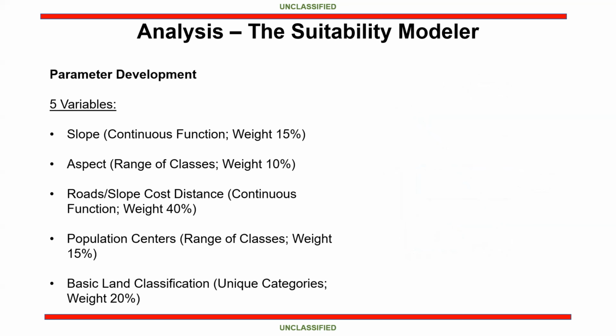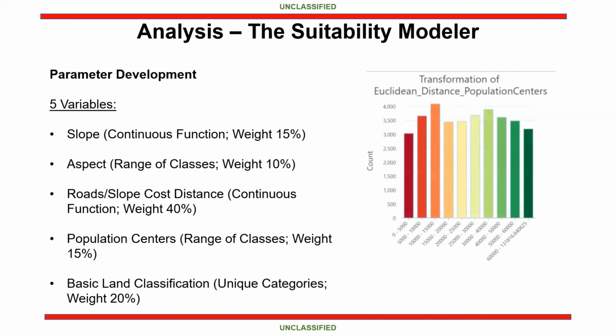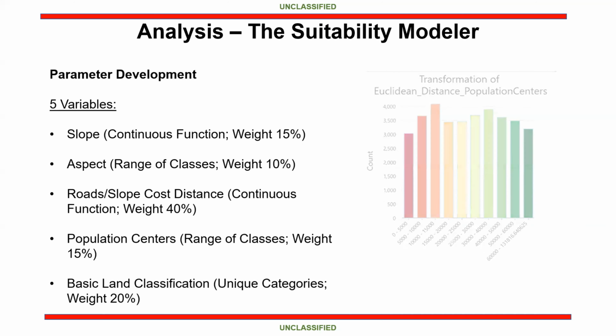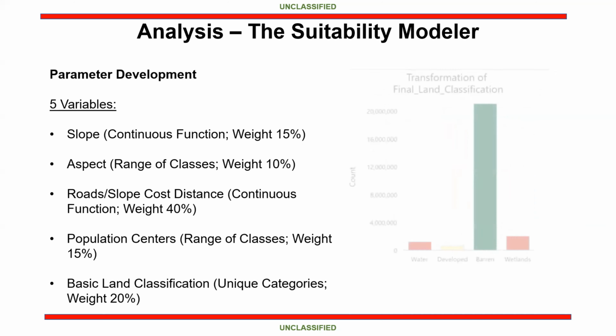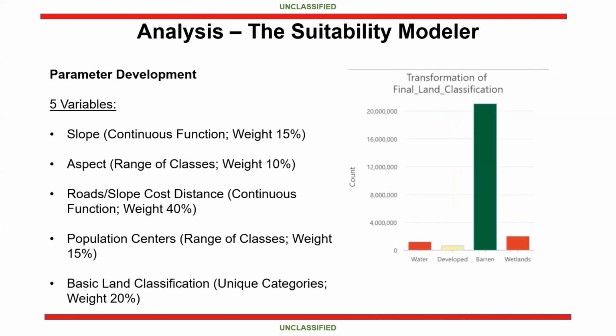The population centers, I did a Euclidean distance, and then I did a range of classes with a weight of 15%, and I ranked the values of those classes higher the further it got away from population centers. So making sure that they're keeping their distance from where they're getting their resupplies and so on. And of course, personnel. And then the basic land classification with unique categories weighted at 20%.